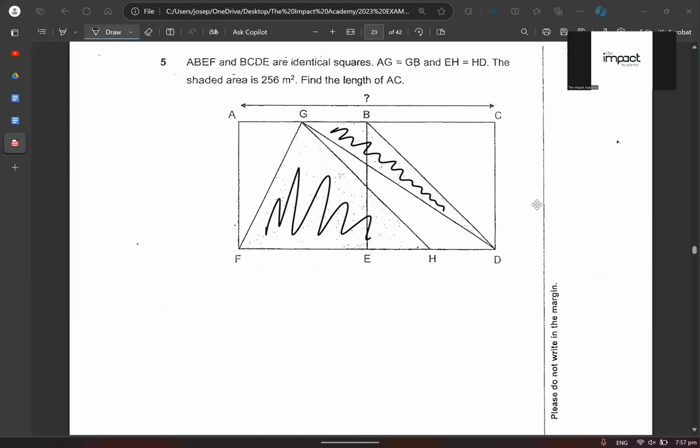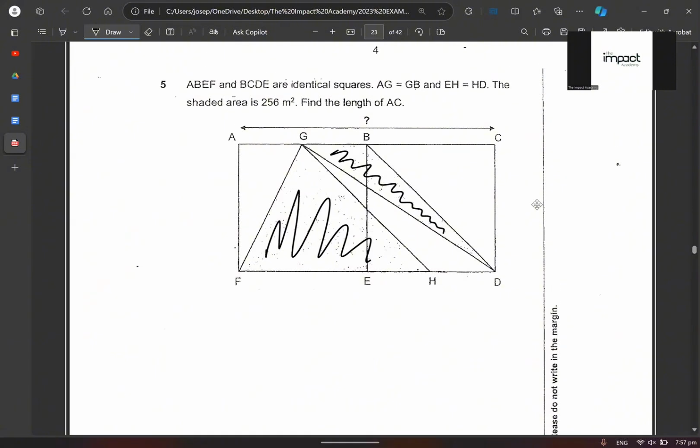Now, hi everyone. We are looking at question number 5. Go bit by bit. Can I get you to read, sir? ABEF and BCDE are identical squares. Okay, first thing first. If it's a square, that means all sides are the same. Very important, just please remember, all sides are the same. And in fact, they are identical.